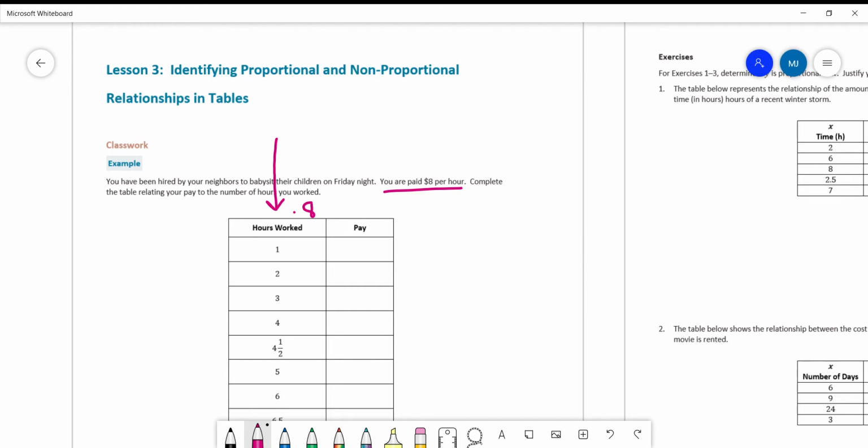Go ahead and pause your video and see if you can multiply all of the numbers in this column by 8 to see what the result is. Okay, so check your work to see if you've gotten these answers.